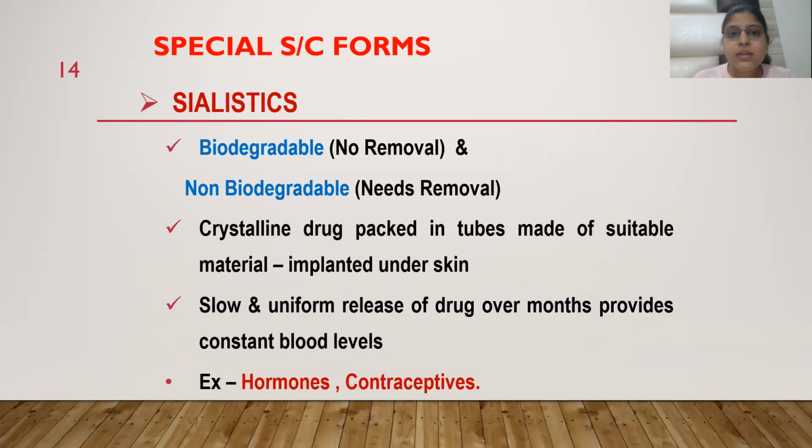Sialastic implants are also special subcutaneous forms. These can be biodegradable or non-biodegradable. Biodegradable means no removal is required, and non-biodegradable means removal is required. The drug is packed in tubes made of suitable material implanted under the skin. Slow and uniform release of drug over months provides constant blood levels. Examples are hormones and contraceptives. This means the drug packed in tubes can have a slow, sustained and uniform release, and it can act for a longer period of time.